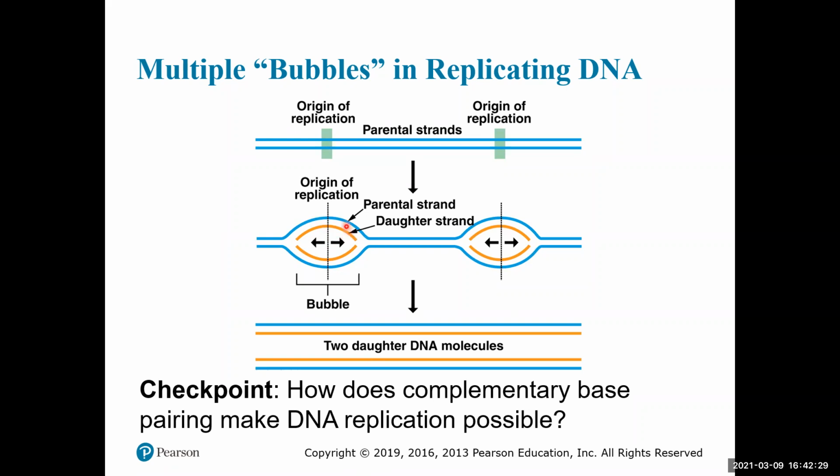And the replication bubbles will replicate in opposite directions. Okay? So basically you have replication going to the right and to the left, and if this bubble is doing the same thing, then eventually they'll meet in the middle. And so this speeds up that process of replication. And then afterwards you end up with two daughter DNA molecules, where each daughter molecule has an old parent strand and a new daughter strand. So again, semi-conservative replication.